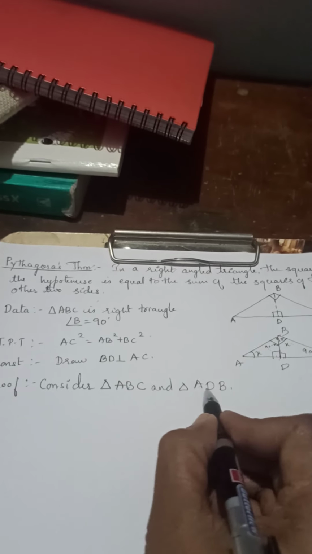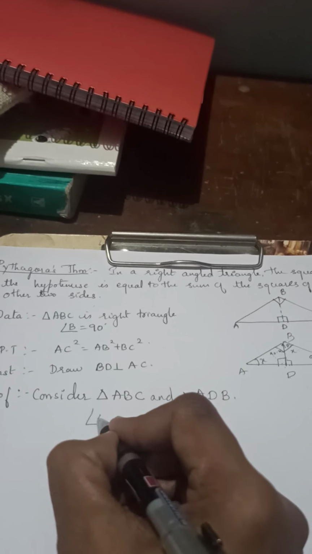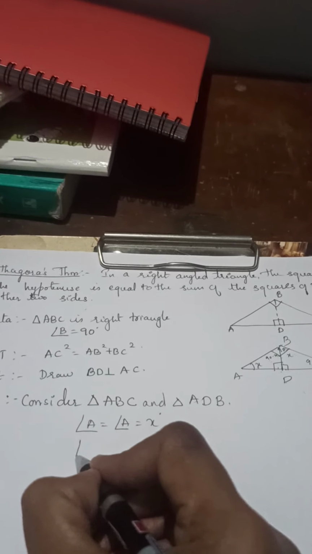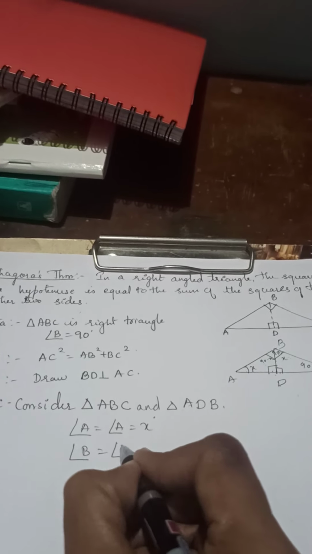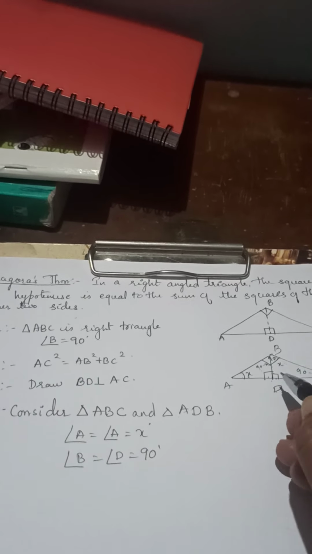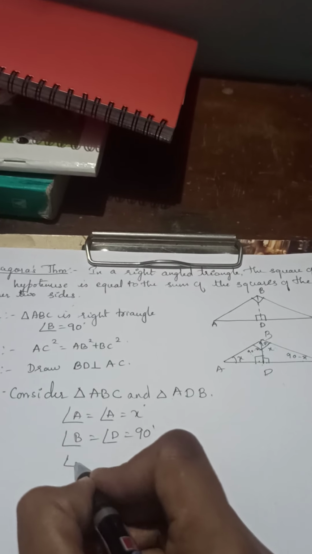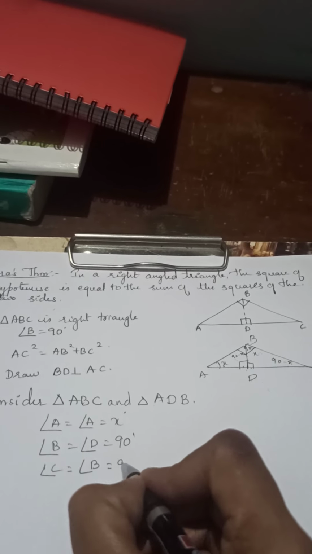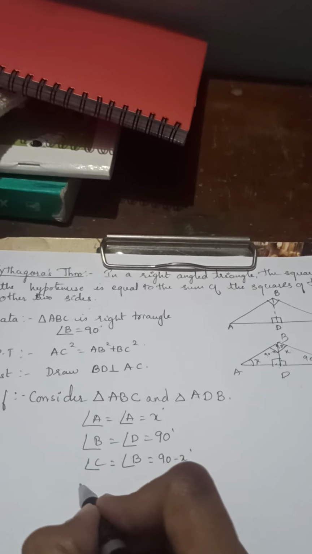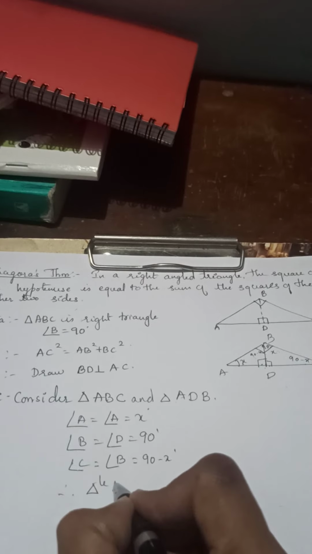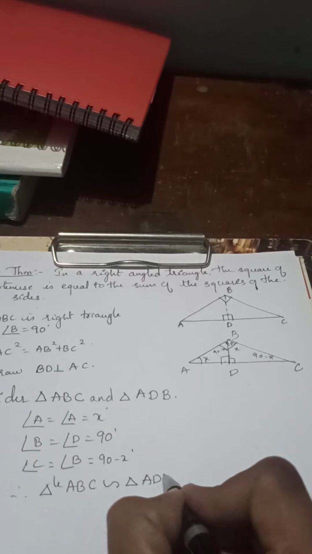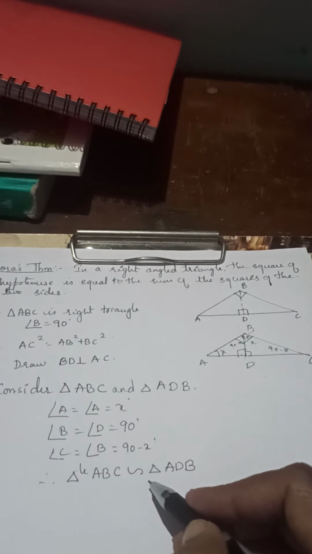See here, angle A is equal to angle A, that is equal to x. Angle B is equal to angle D, that is equal to 90 degree. Then two angles equal, third angle will naturally be equal. Angle C is equal to angle B, 90 minus x. Therefore, triangle ABC is similar to triangle ADB. This is the trick you are using in Pythagoras theorem, children.